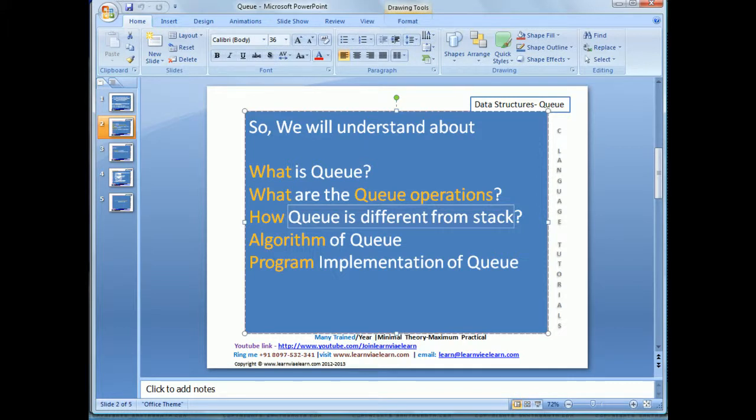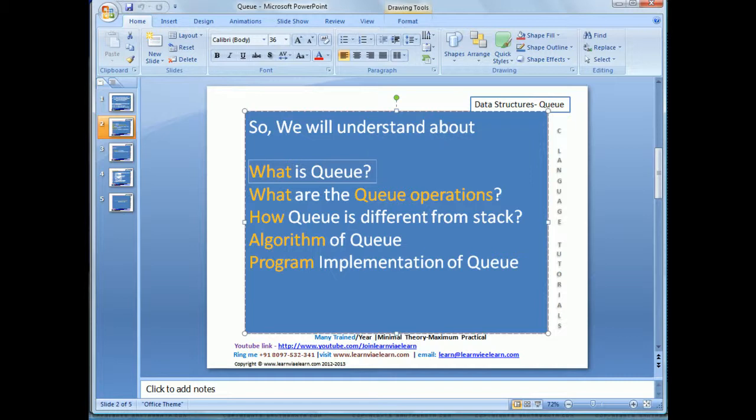All right, and then as usual, as we have seen in our stack, we will go through the algorithm, followed by the program for that particular queue. We will follow the same algorithm on which we are going to write a program. Okay, so let's get started with what is a queue basically.